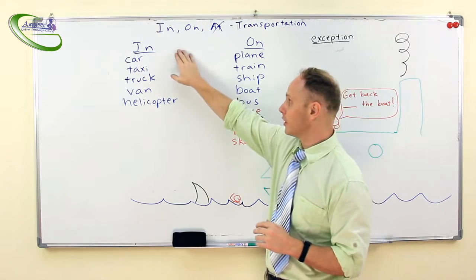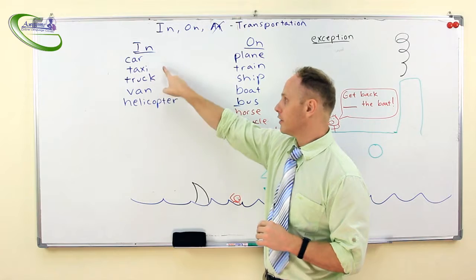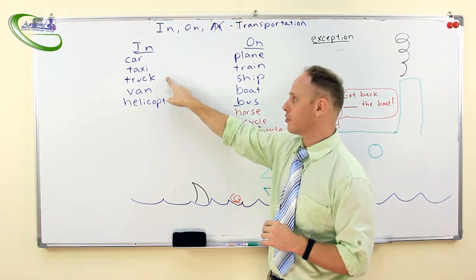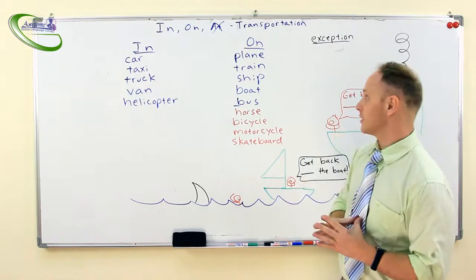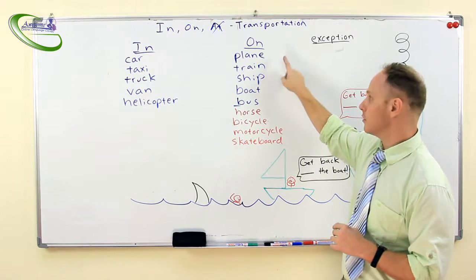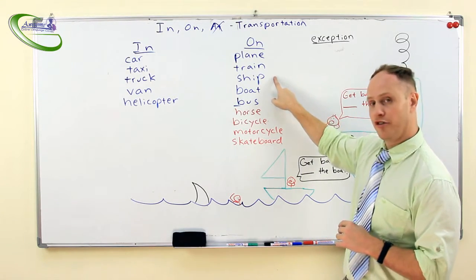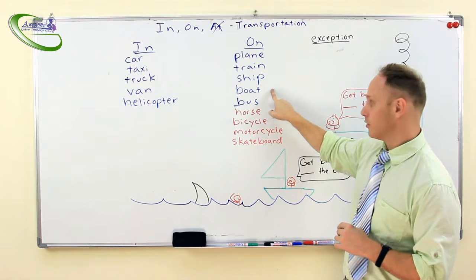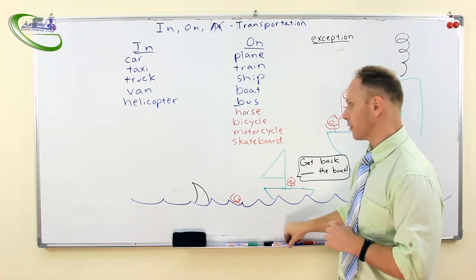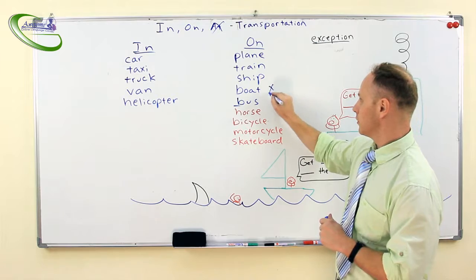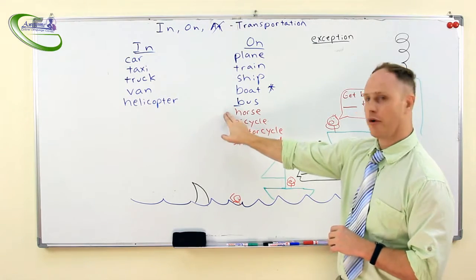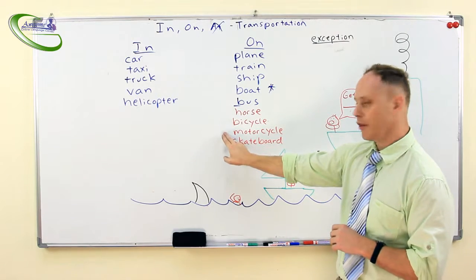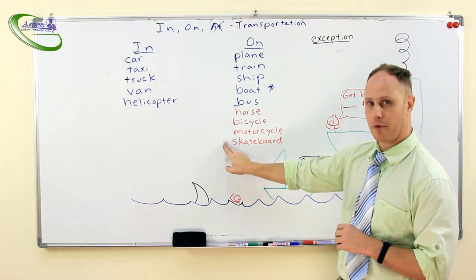Now to start, we have in the car, in the taxi, in the truck, in the van, in the helicopter, things like this. We're going to have on the plane, on the train, on the ship, on the boat, and on the bus. And I'm going to put a little asterisk next to boat. We also have on the horse, on the bicycle, on the motorcycle, and on the skateboard.